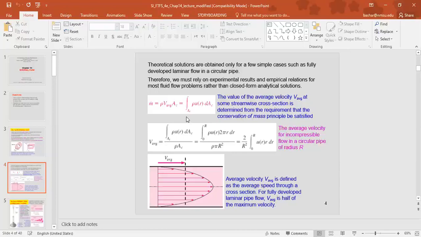The average velocity may be calculated through this equation. In case of circular pipe, then the average velocity reduces to this form. For the laminar flow in pipe, fully developed flow, the profile will look like this, parabolic profile.